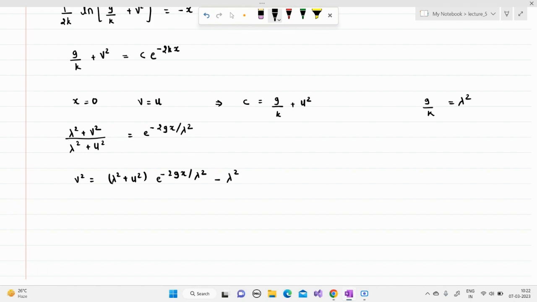This is the velocity. Now, the height to which the body rises can be found by putting the value, because at the maximum height, the final velocity is 0. So, let me put v equal to 0, which will give us the maximum height.